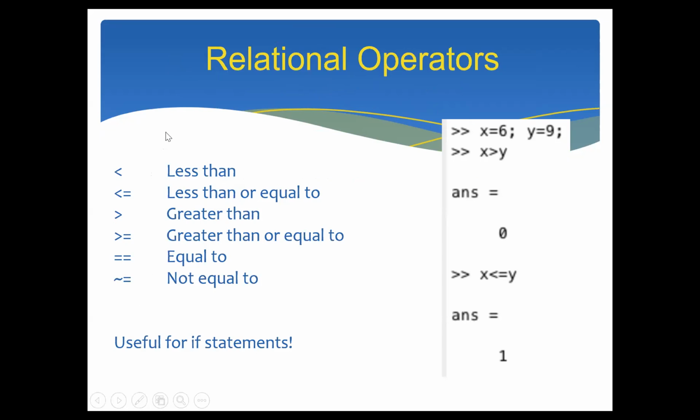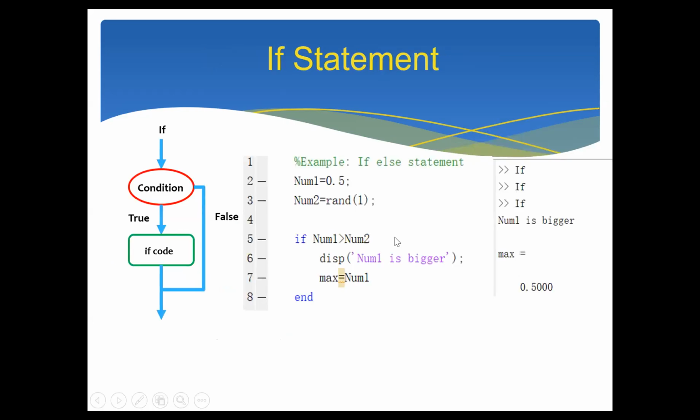So another type of operation is called relational operations. If we have the double equal here, it will check whether it's equal to the value, right? Same thing for less or greater. And to check whether it's not equal, it's this tilde, the tilde equal, to check whether it's not equal. And those relational operations are useful for the if else statement we will introduce right now.